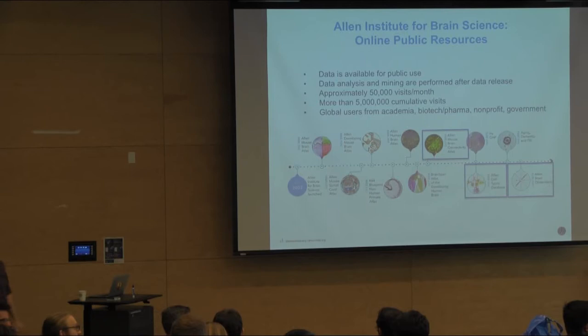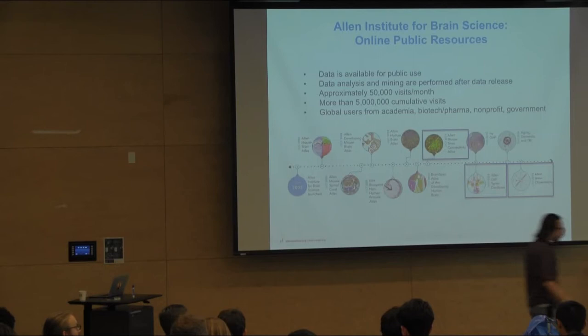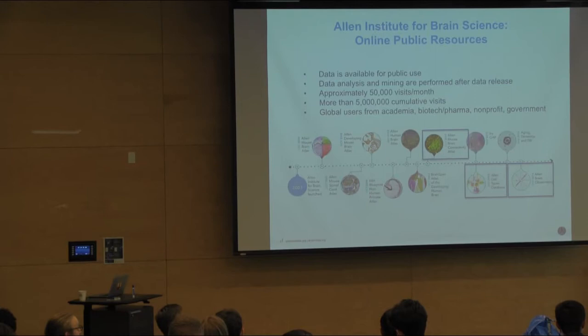Thank you. So initially, we were most famous for the cell types data, for the mouse brain atlas. After that, the human atlas and a lot of other studies went on. Today, Justin and I will be highlighting the three atlases that are boxed here: the connectivity atlas, the cell types database, and the brain observatory.